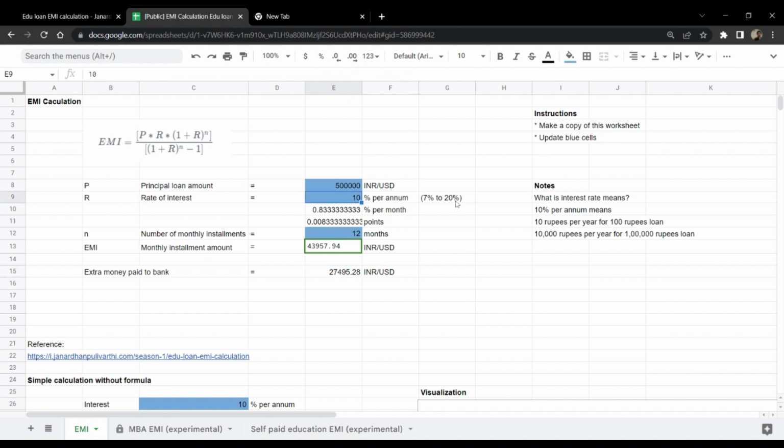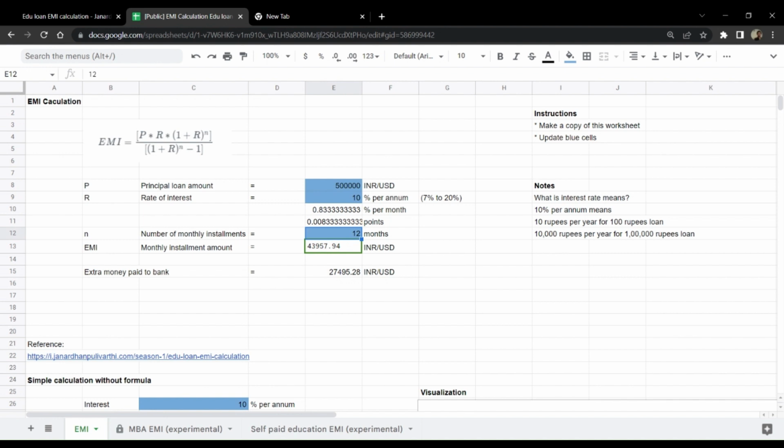Similarly, if the interest rate is different in a different bank, we can compare. We can tweak this parameter, and we can see that if it is only 9%, instead of 44,000, it would come out to be somewhere around 43,700, and the interest we are paying to the bank is around 3,000 rupees less. About a 3,000 rupees difference between 9% per annum versus 10% per annum interest.